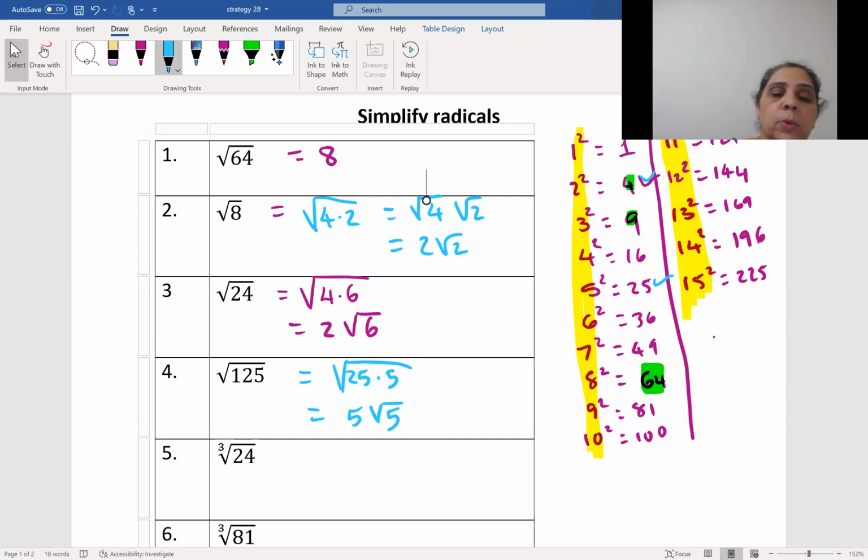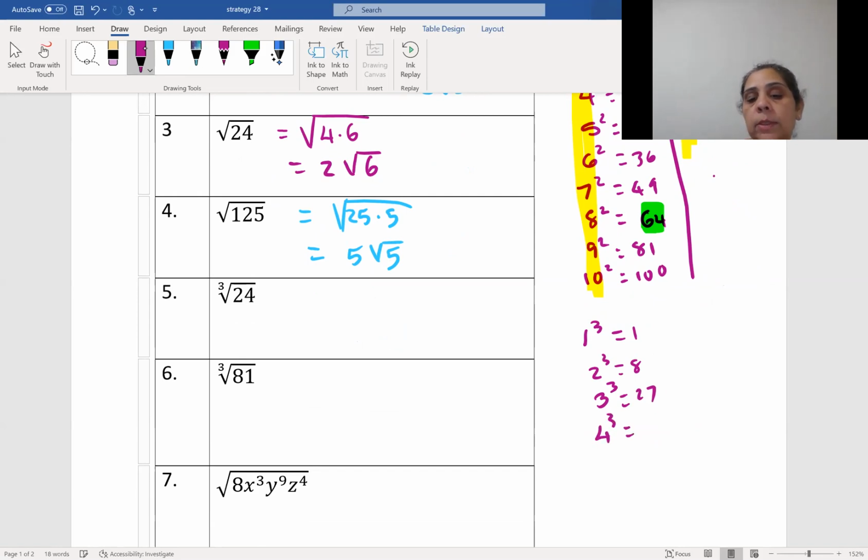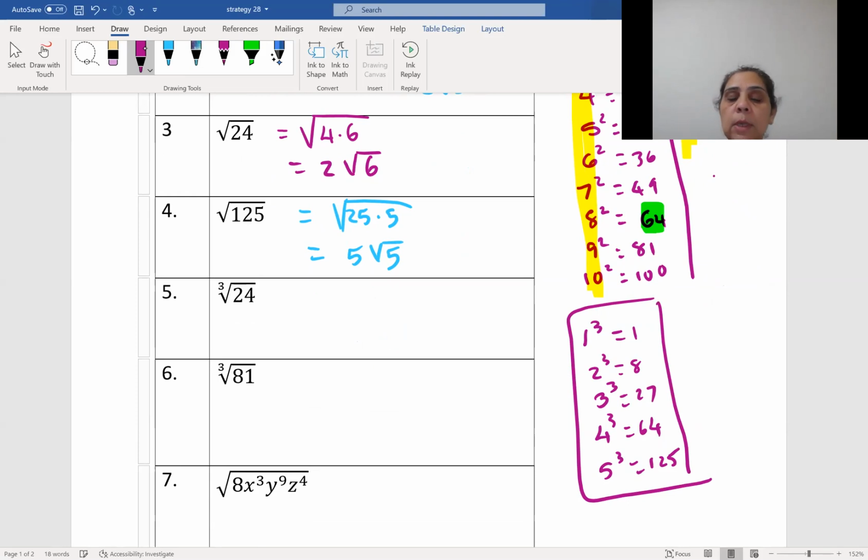Now we have cube root. So if you remember perfect cubes, it will help you. We have 1 cubed is 1, 2 cubed is 8, 3 cubed is 27, 4 cubed is 64, and 5 cubed is 125. It will help you if you memorize. And I will post this perfect square sheet on Classroom so you can memorize this.